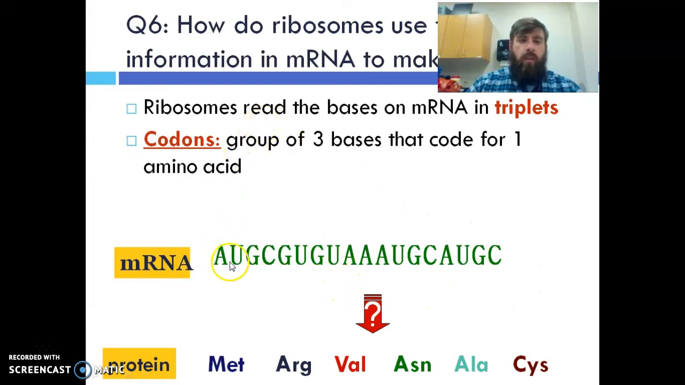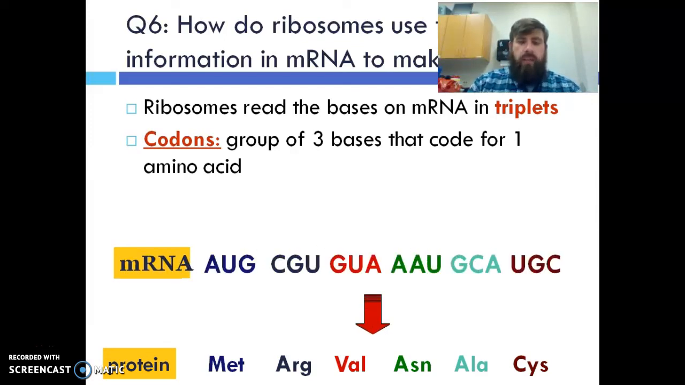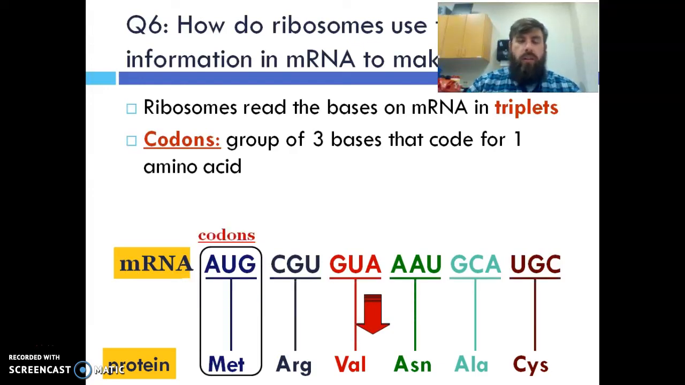You're going to read them three at a time. So I read AUG. AUG on your chart codes for MET. CGU codes for ARG. You just go down. So you chunk it into sections of three. The ribosome is going to read that. You break it into triplets, those codons, so you have sets of three, and then you take your chart and read it and figure out what amino acid correlates with those bases. And as you can see, all of these code for it, so those are codons. That's the last part of your notes.